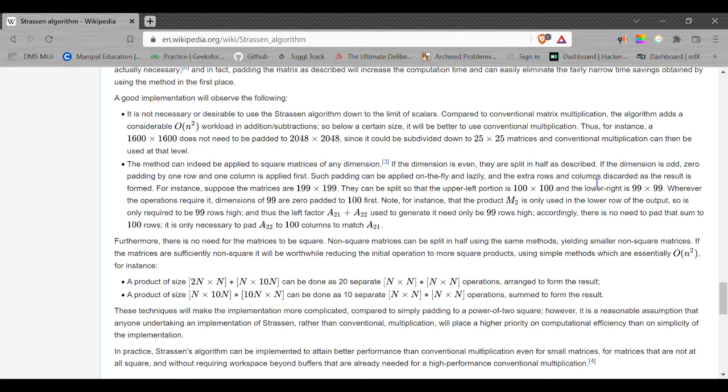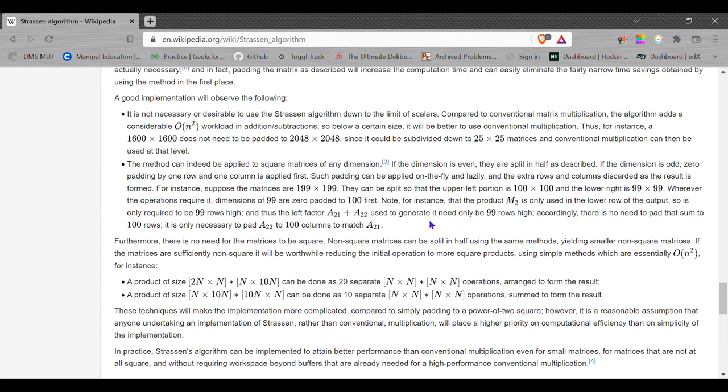They are split in half. If they are odd, then we add zeros, and that can be applied on the fly lazily, and the extra rows can be discarded. Okay, so 199 can be split into upper left portion and the lower right portion too. If the dimension is 99, which is odd, first of all we'll convert it into 100 and then we are going to do it. So we have 199, so पहले हमने 100 cross 100 separate किया, and the rest things which were left, like 99 cross 99 वाला जो last के बच गए, in that case we will fill zeros on those places.